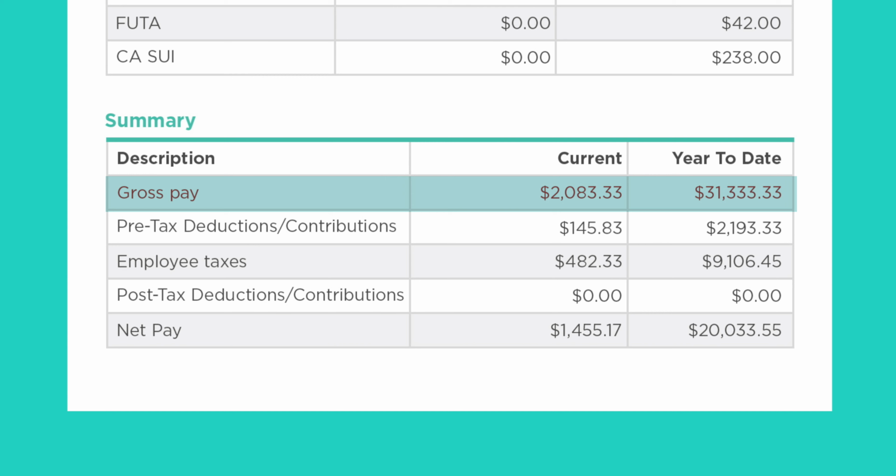First of all, pay stubs can look a little different. This depends on the state that you're in and the payroll provider your company uses. So we're gonna use a sample from Gusto, but yours could be formatted a little bit differently.